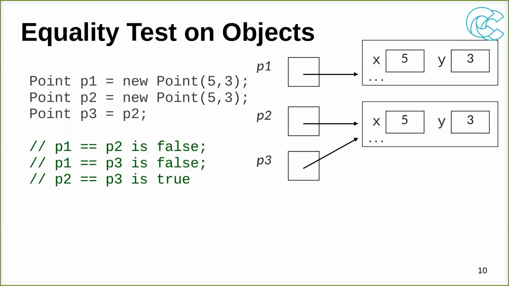You are right. So since we check the references, P1 and P2 are referring to different references, so these two will return false. And since P2 and P3 hold the same reference, this one will return true.